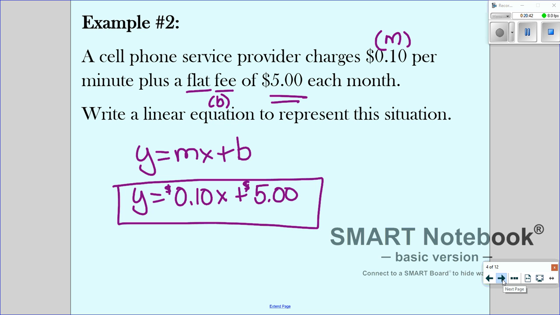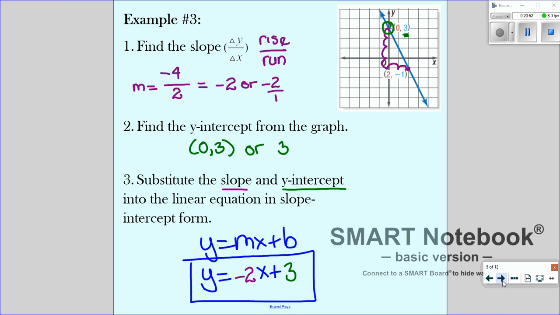Pay attention, when it comes to word problems, to little clues that tell you if it's the rate of change, which is a slope, or the y-intercept. When it comes to the graph, if they don't give you the slope, you use rise over run to find it. You find where the graph hits the y-axis, which tells you your y-intercept. Remember, it's not the x, it's the y-intercept, where the line hits the y-axis. Then use those two pieces of information to give you your equation.